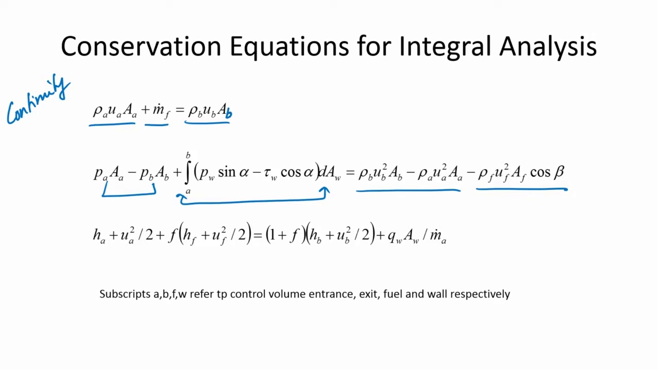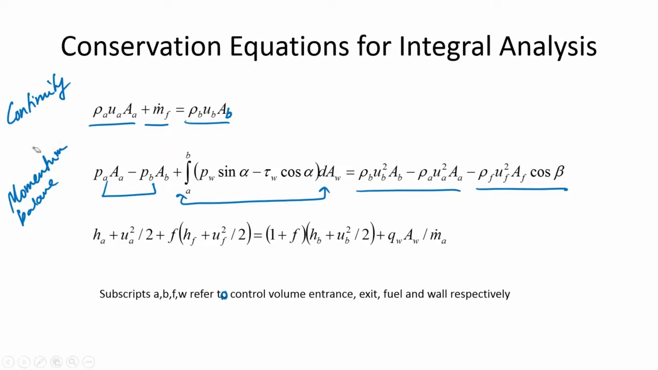So whereas this A, B, F, W referred to the control volume entrance, exit, fuel and wall respectively. So this is the force balance inside the combustor, that is, the momentum balance. Change of momentum balance or force balance.